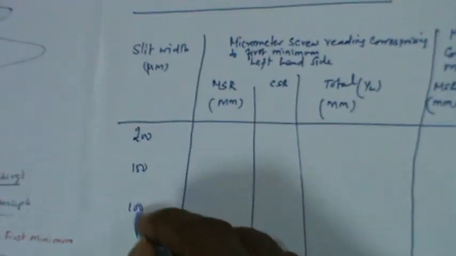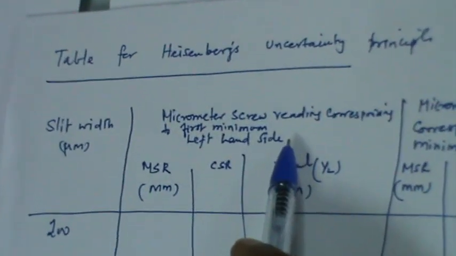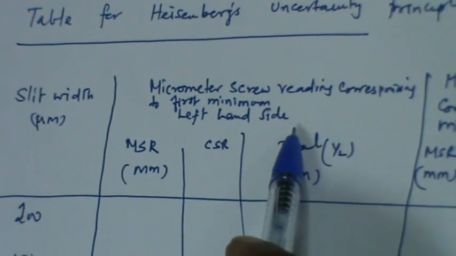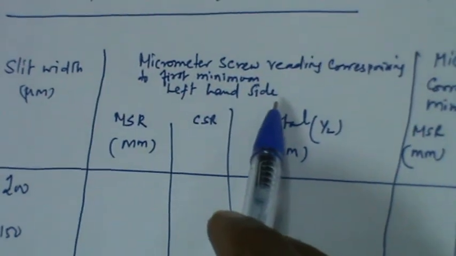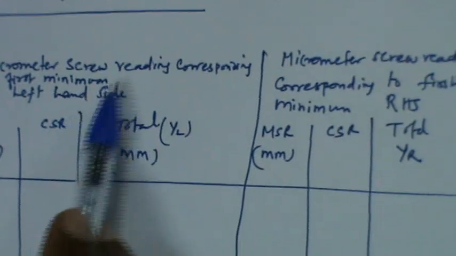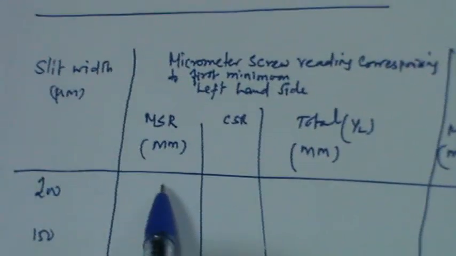So the tabular column is something like this. We have 3 different slits, and you need to concentrate only on the first minimum for verification of Heisenberg's uncertainty principle. You don't need to go for the secondary maximum. Just on both sides of the central maximum, identify the first minimum and then find this distance. This is what is reflected in this tabulation. You have the micrometer screw reading corresponding to the first minimum on the left hand side, and you note it down for the 3 different slits.